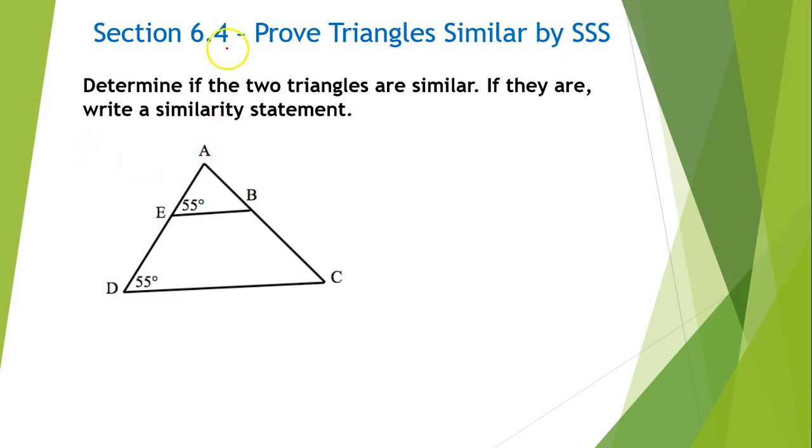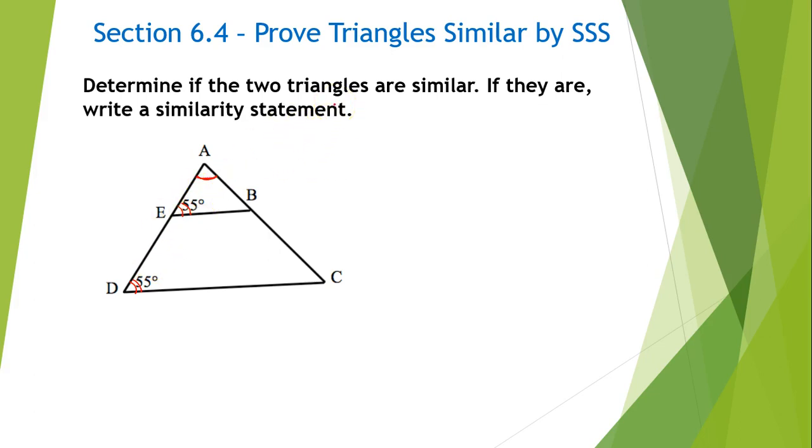On this one, we know from this triangle that angle A is congruent to angle A. So both of these triangles have angle A in common. And then this triangle has an angle of 55, and the outer, bigger triangle has an angle of 55. So by angle-angle, yes, these two triangles are similar.